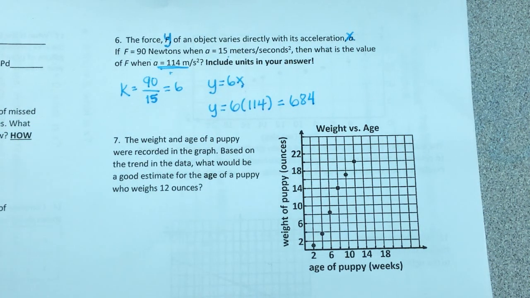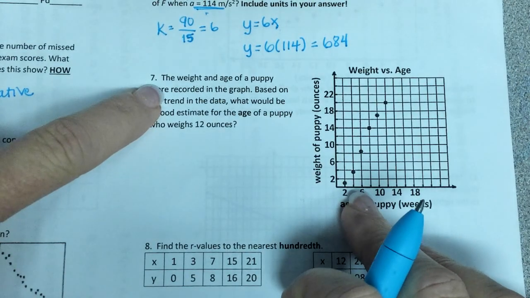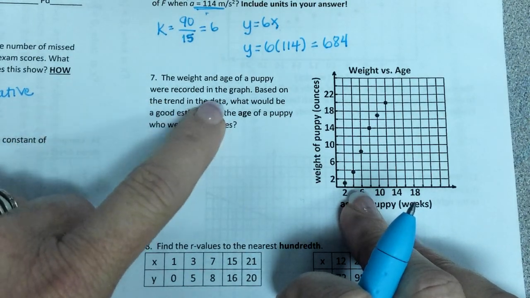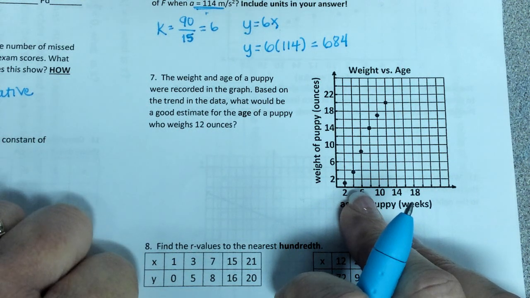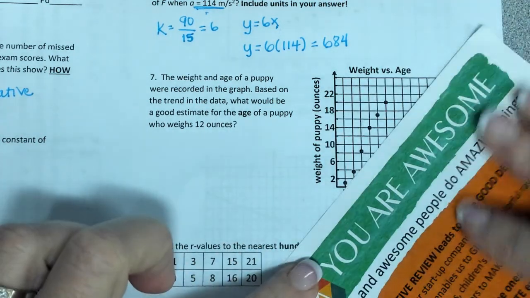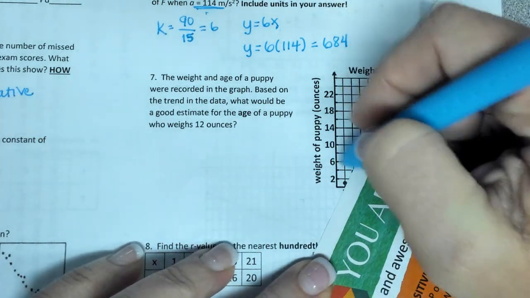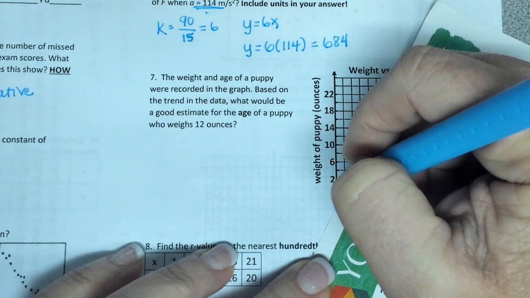Okay, any questions so far? All right, so number 7, it says the weight and age of a puppy were recorded in the graph. Based on a trend in the data, what would be a good estimate for the age of a puppy who weighs 12 ounces? So this is where we want to try to create our own trend line here, going through our data. Remember, you can use any straight edge.